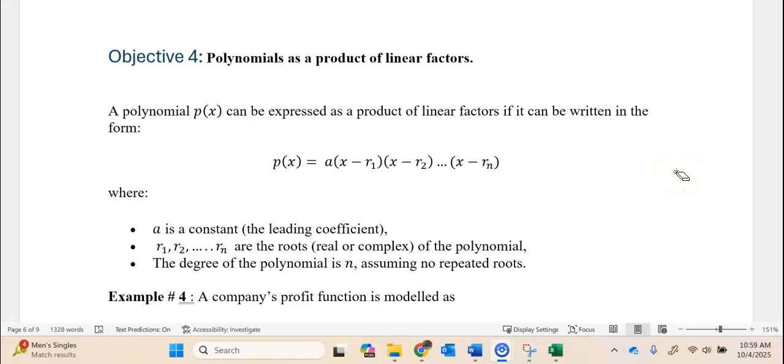Okay, so what we're going to need to do with polynomials is factor them as the product of linear factors. What does that mean? Well, just like we factored quadratic polynomials, so let me refresh your memory.